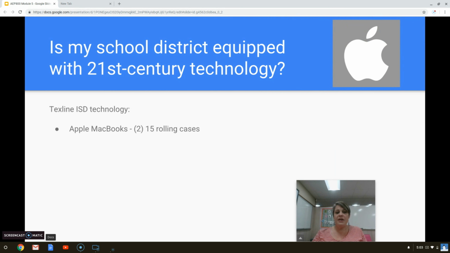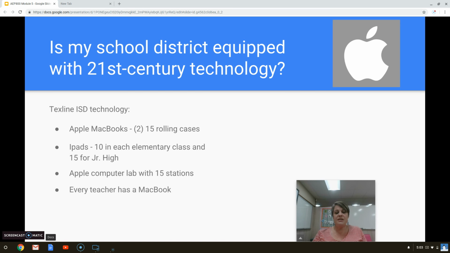Right now at my school, we have Apple computers. We currently have 2 rolling carts with 15 MacBooks in them. Each elementary class has at least 10 iPads, with the junior high having 15. We have an Apple computer lab with 15 stations. Every teacher has a MacBook. And we also have Promethean boards, which are interactive boards in our classroom. Our technology, I feel like, has become outdated. They switched us over to Google about a year ago, and unfortunately, our technology has not caught up with that. So we're looking to hopefully change that over the next year or so.